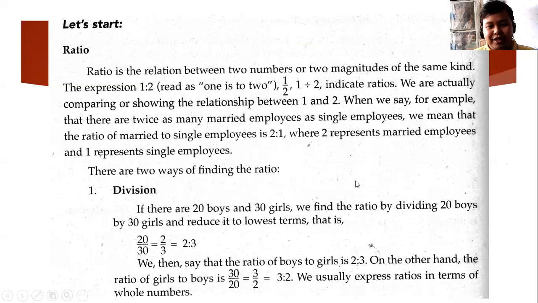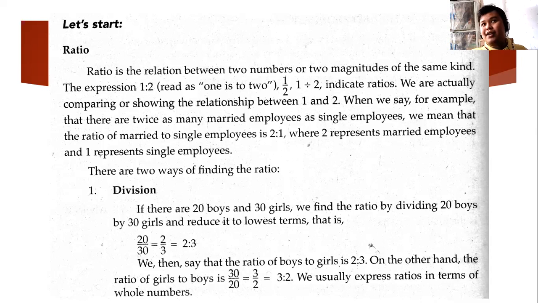Sabi dito, ratio is the relation between two numbers of two magnitudes. Relasyon daw ito ng dalawang numbers of two magnitudes, which is expressed as 1 or 2, read as 1:2 or 1 divided by 2. We're actually comparing, showing the relationship between 1 and 2. Sa isang example, there are twice as many married employees as single employees. We mean daw yung ratio of married to single employees is 2 to 1. Ang married is 2, ang single is 1, where 2 represents married employees and 1 represents single employees. Yes. So, mas madami yung married kasi 2 to 1.